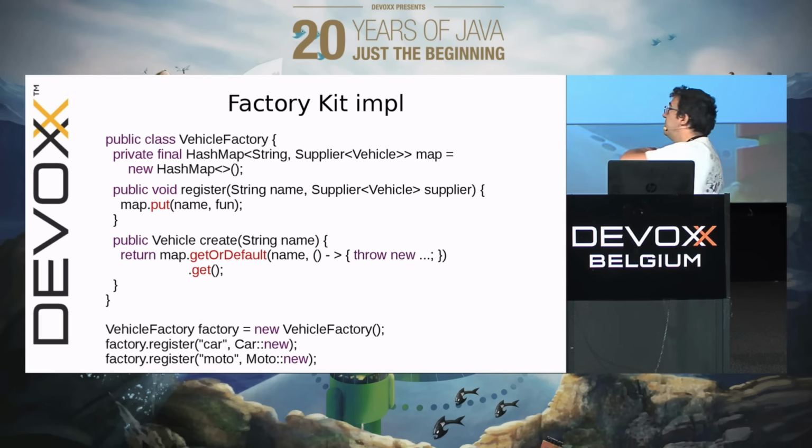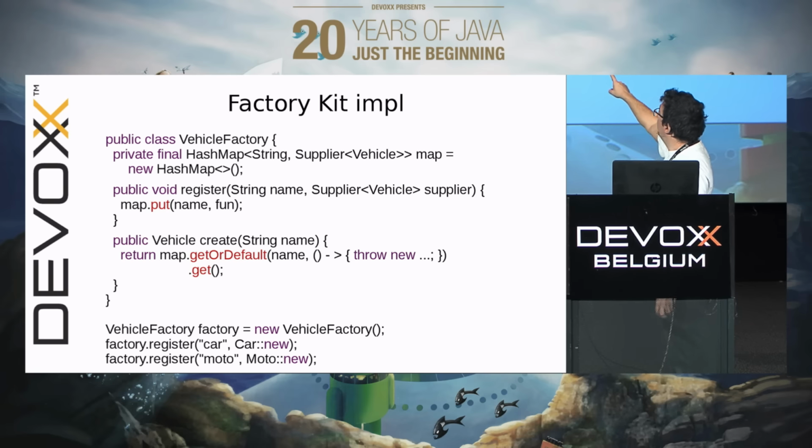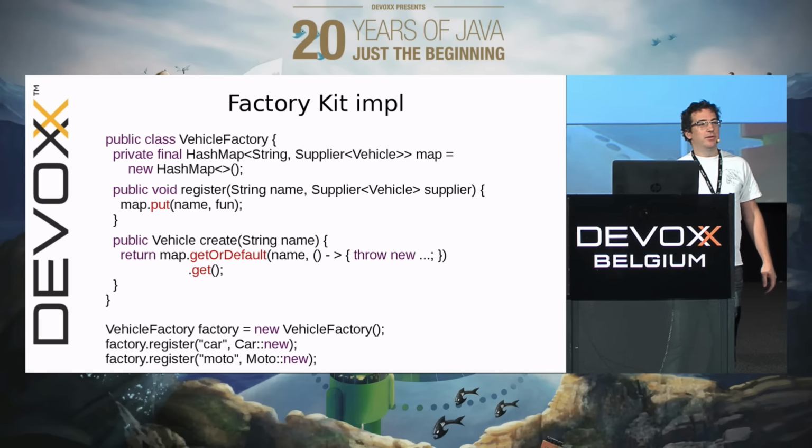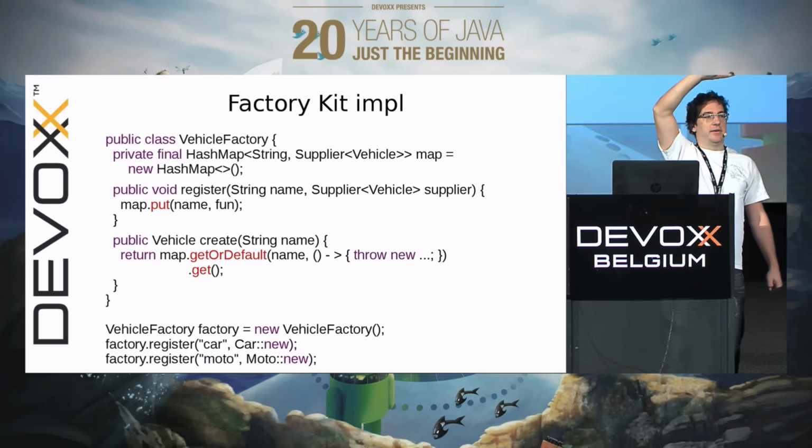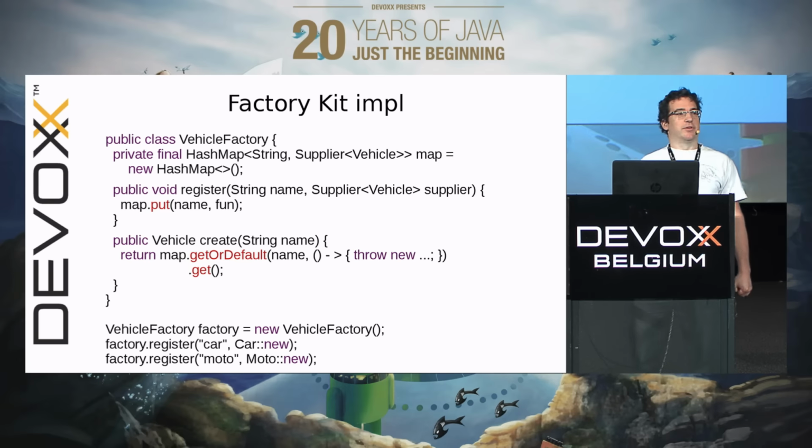So I can use getOrDefault and do something really fun, which is I will call getOrDefault with the name, and I will use a lambda, because here the value of the hash map is a supplier of vehicle. So here I will create a lambda that will throw the exception. And then when I call get on it, get is the method of the supplier, it will throw my exception if the name is not known.